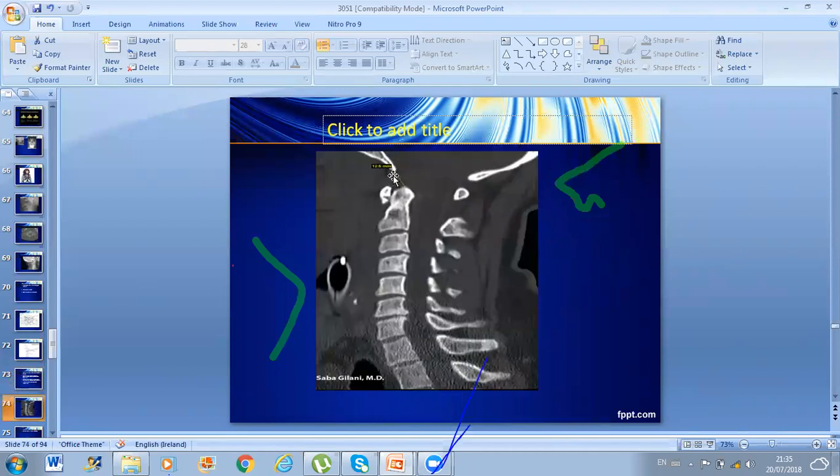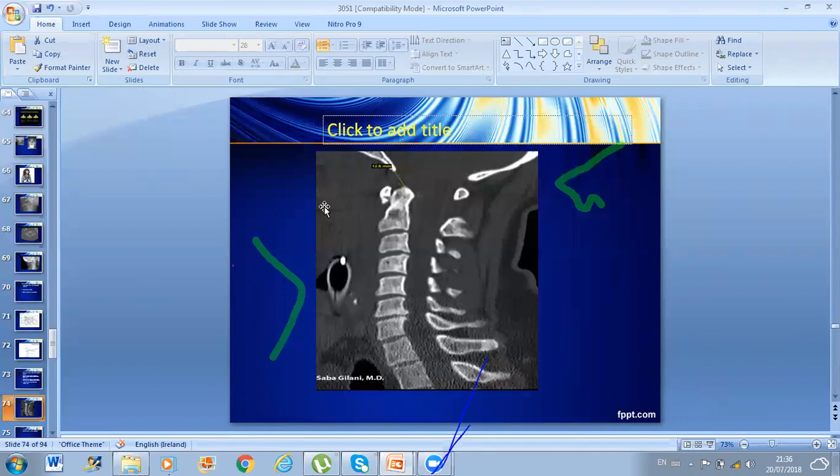What is this distance between which two components? Between the basion and the tip of the dens. Base of the skull to the odontoid. If this distance is increased, what will happen? This will narrow the cervical canal.